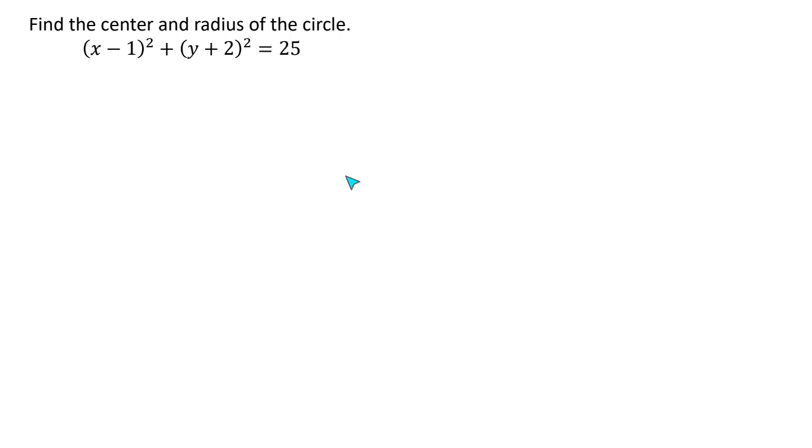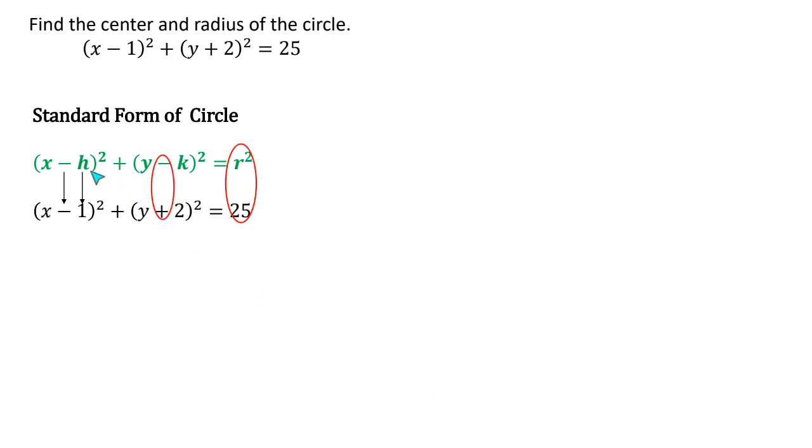Now here they give you the equation, and they want you to identify the center. So the first thing that I would do is write the standard form, and then we have x minus h squared plus y minus k squared equals r squared. Again, remember that if we write this right below it and compare it to the standard form, we have x is x, we have our subtraction sign. That means that h is going to be 1.